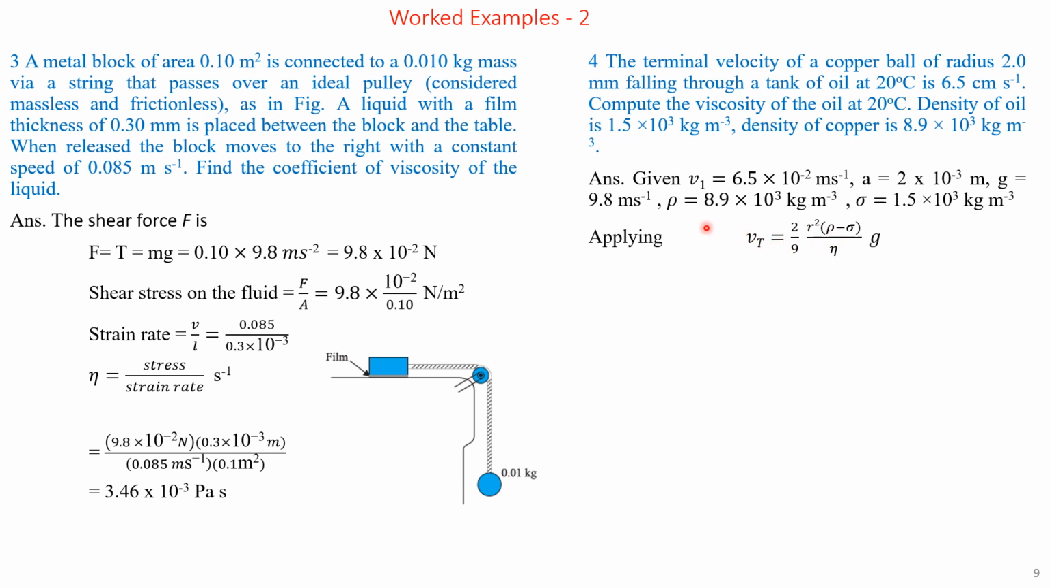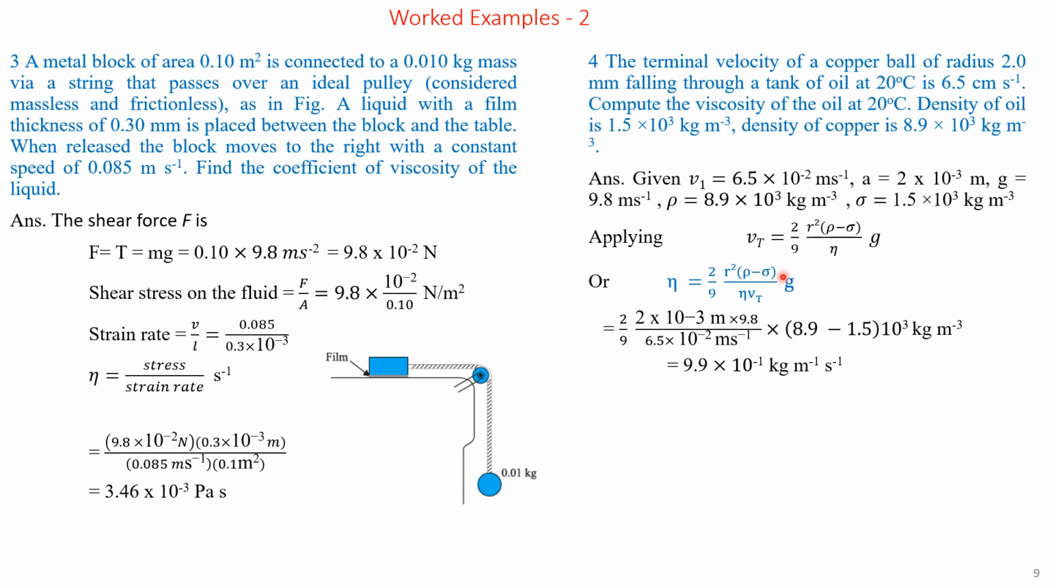I will read the formula once again. Vt is equal to 2 by 9 R square into rho minus sigma divided by eta into g. This we have derived in the previous section. Substituting the given values, we get the answer as 9.9 into 10 to the power of minus 1 kg per meter per second. These are given in detail. You can work out yourself.